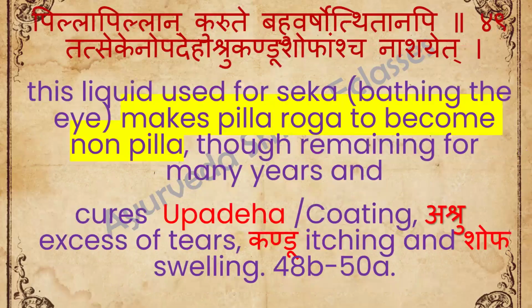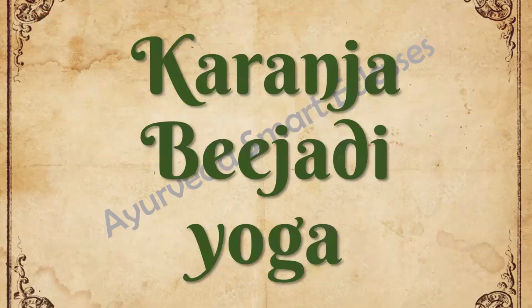Tamre nidhapaye. Pilla pillan kurude bahu varshotithan api. Tat sekena upadeha asru kandu shobhamscha nashayet. This liquid used for seka makes the Pilla Roga become non-Pilla, though remaining for many years. So even though the Pilla Roga is Bahu Varshodita, remaining for many years, by applying this liquid seka, this Pilla becomes non-Pilla. And it also cures Upadeha, that is a cutting, excess of tears, itching and shobha or swelling.